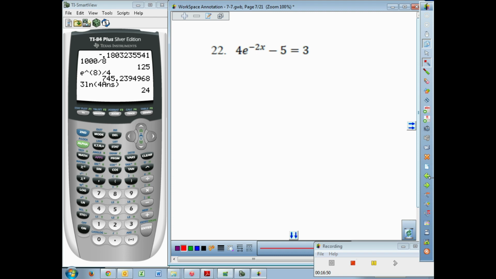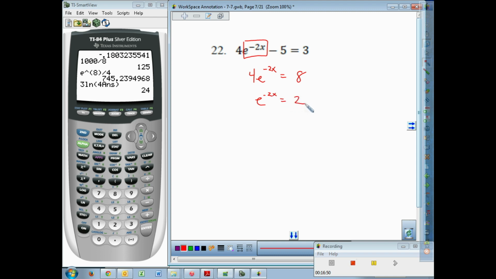Where's x at? In the exponent. That means we want to get e to whatever that is all by itself. What would you do first to get that all by itself? Add 5 to both sides. So 4e to the negative 2x equals 8. Rock and roll. Divide by 4. e to the negative 2x equals 2.